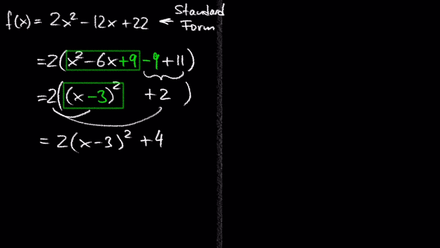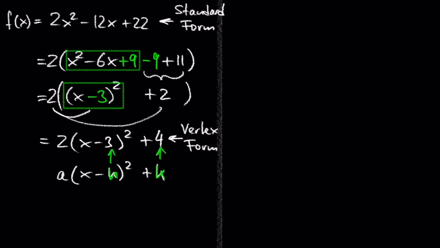Finally, we have the vertex form. Where h is 3 and k is 4. So the vertex is 3, 4, and we're done with converting the standard form into the vertex form.